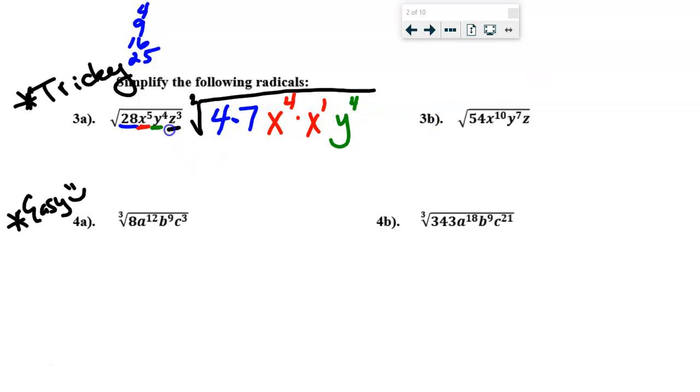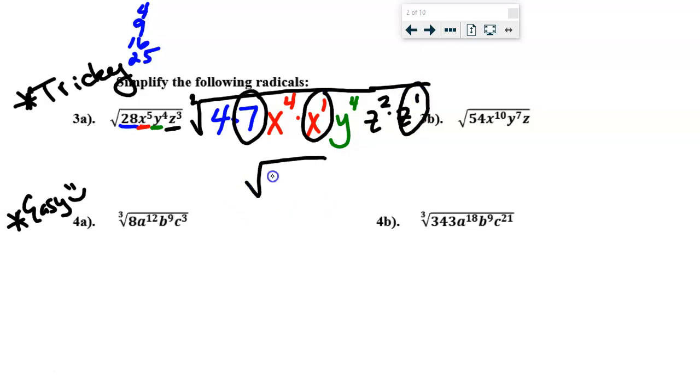And then z to the third power, I'm going to break that one up as well into z squared times z to the first. Okay, so what I'm going to do now is I'm going to circle things that are going to be stuck in the radical. So like the 7 and the x to the first and the z to the first. They're going to be stuck in the radical, so I'm just going to go ahead and quickly write down a radical. I'm going to write those back in the radical. But everything else gets to simplify and come out of the radical.